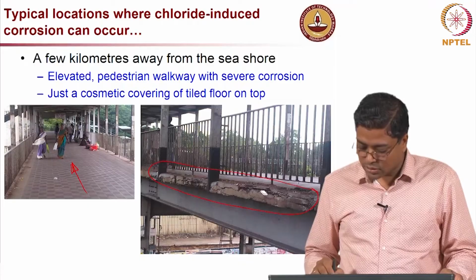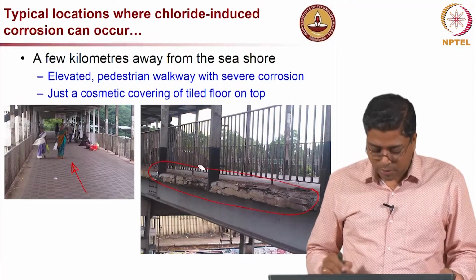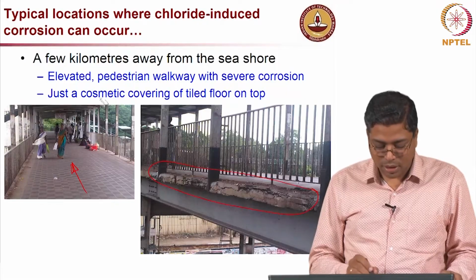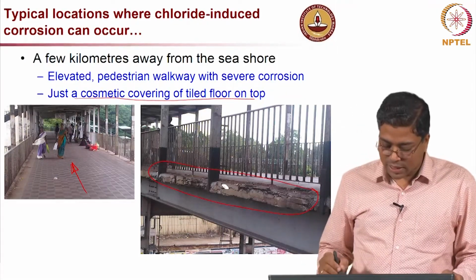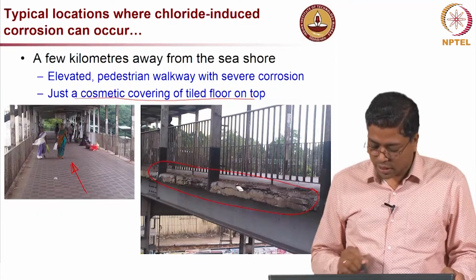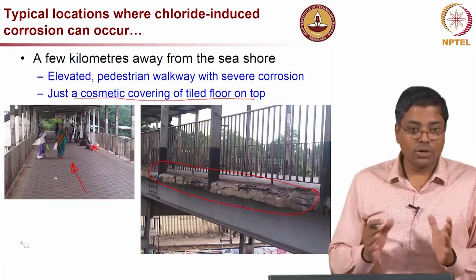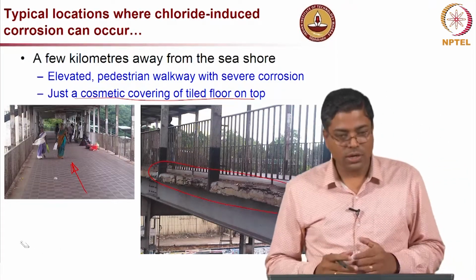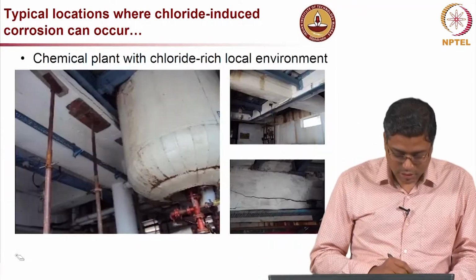You can see how severely corroded these elements are. So, just by putting on a cosmetic layer, I would say that this tiling is just a cosmetic thing. It is not really addressing the root cause of this problem here. So, we should be very careful; just how it looks is not important. You have to also address the core concrete, which really gives strength to the structural element.